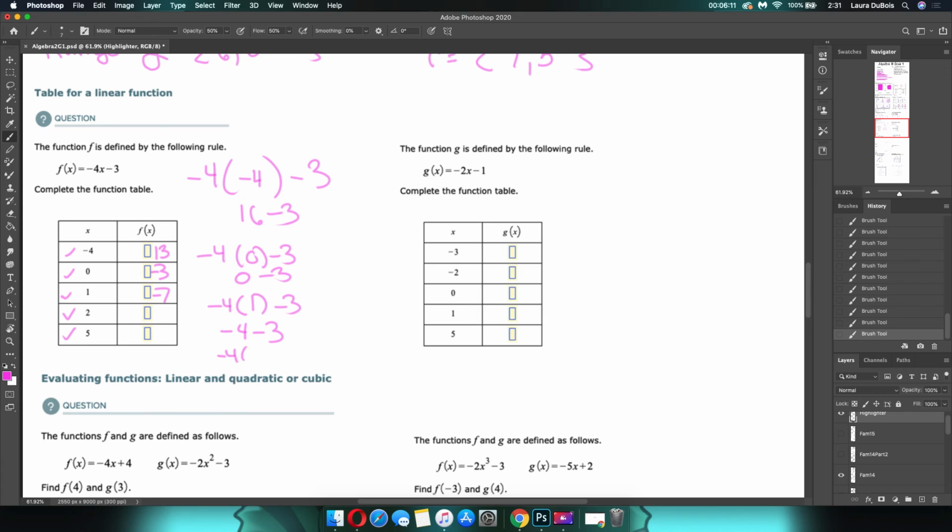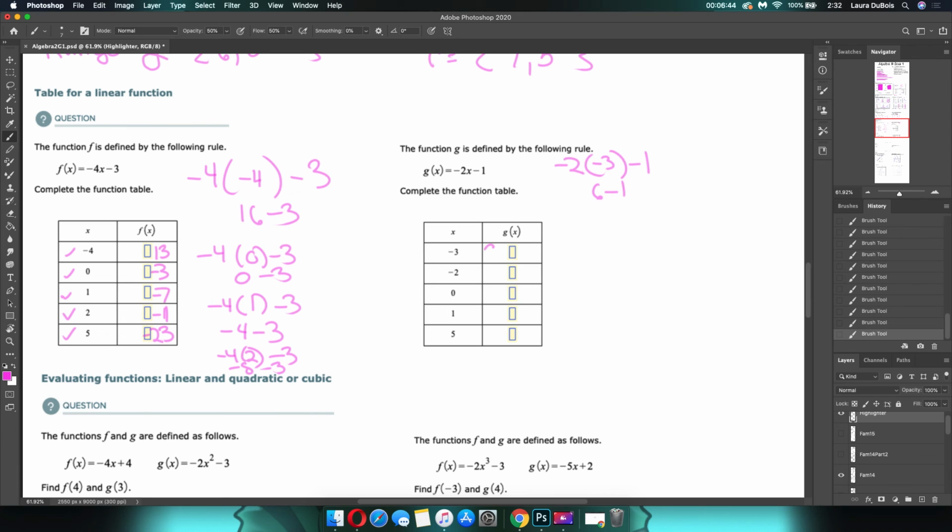Negative 4 times 2 minus 3, that's negative 8 minus 3. Those are both negatives, which means we combine them, and negative 8 minus 3 is negative 11. And then again, negative 4 times 5 is negative 20. Negative 20 minus 3 is negative 23. Ms. Dubois is starting to show off her mental math skills. So now we have negative 2 something minus 1, and in this case our first something is negative 3. So negative 2 times negative 3 is positive 6 minus 1. Our first answer is going to be 5.